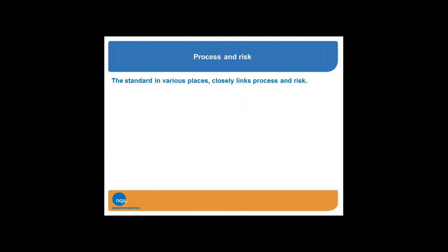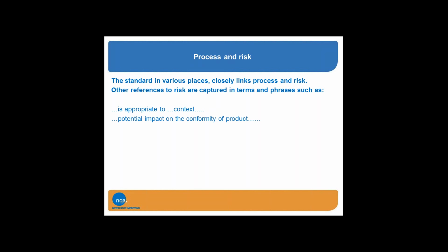Now the standard in various places actually does link process and risk, and it's captured in terms and phrases such as, where we talk about is appropriate to or context. That's a way of expressing risk. Potential impact on the conformity of product. That potential impact is a way of expressing risk, is a measure of risk.